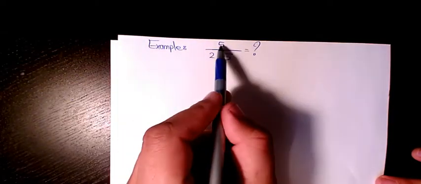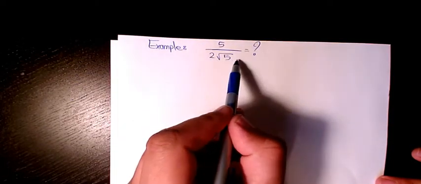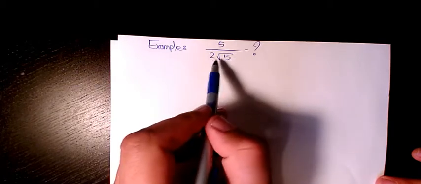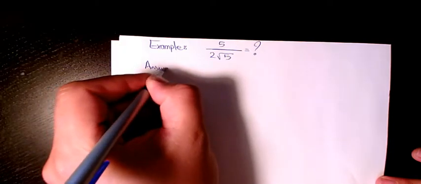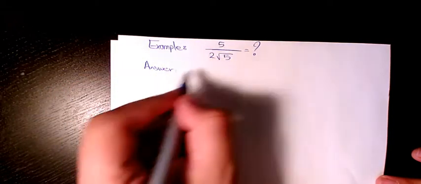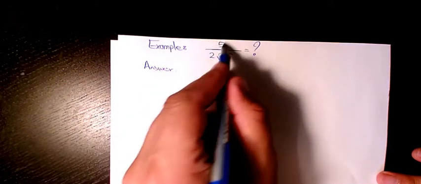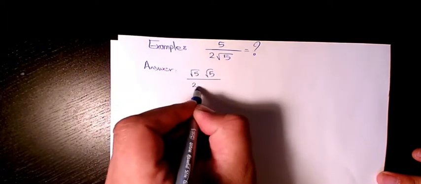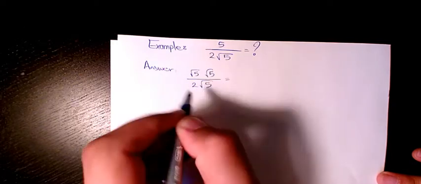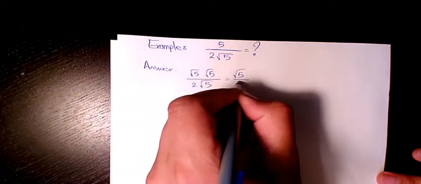First example is 5 over 2 root 5. So what I can do, there are two methods. One of them, instead of 5, I can write root 5 times root 5 over 2 root 5. Root 5 and root 5 cancel out. It's going to be root 5 over 2.